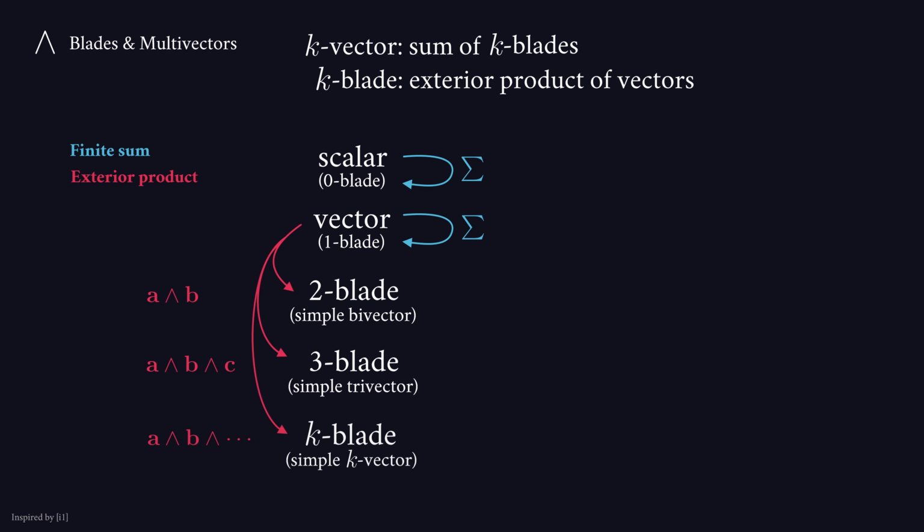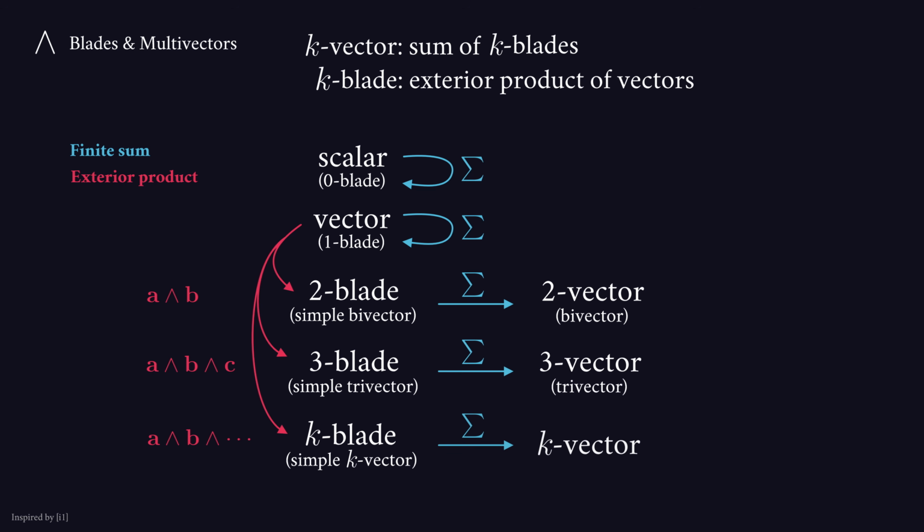The new thing here is that if we sum 2 blades, we get a 2 vector. This 2 vector we call a bivector. If we sum 3 blades, we get a 3 vector, which we also call a trivector. And in general, if we sum k blades, then we get a k vector. And here you don't have to stop. Formally, you can also define what it means to add 2 vectors, 3 vectors, k vectors, vectors and scalars, and in general what you obtain is a multivector.